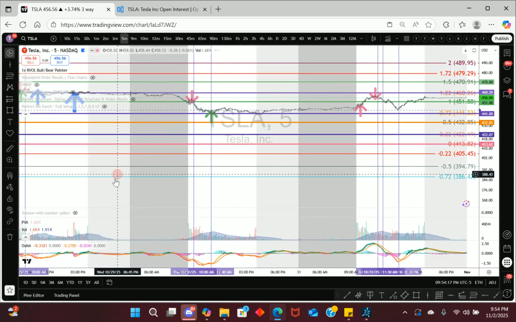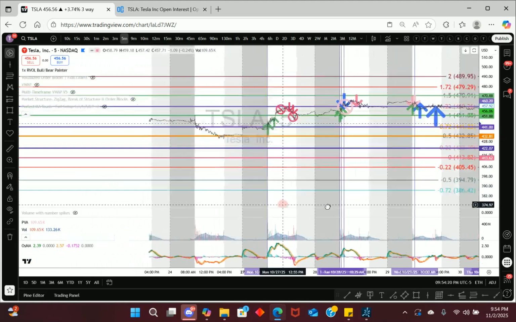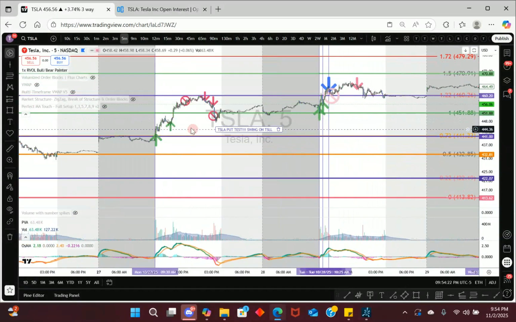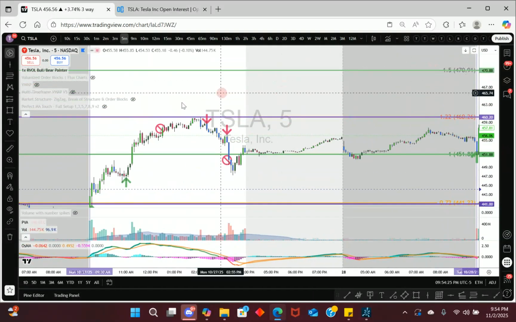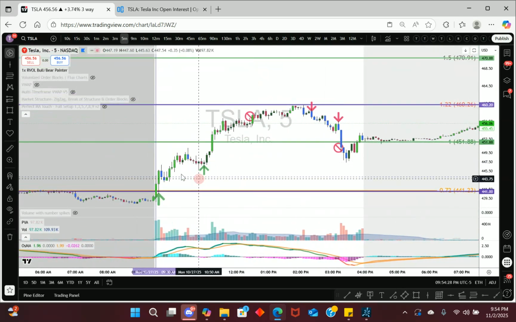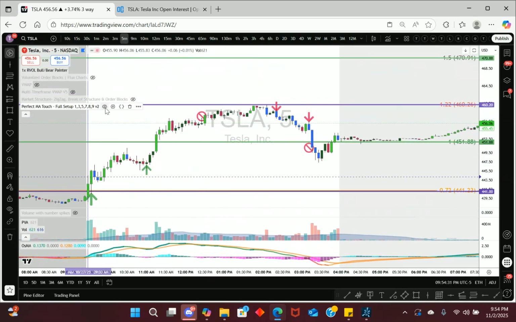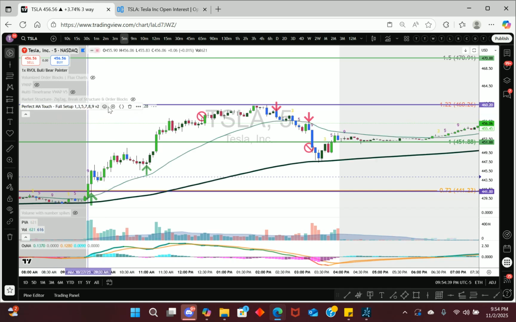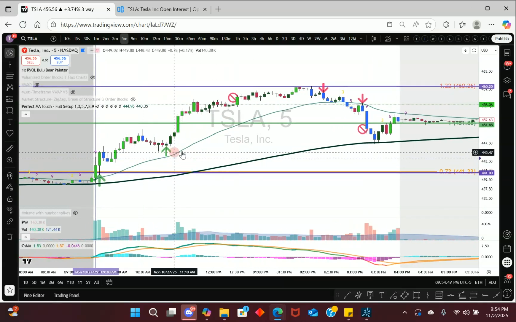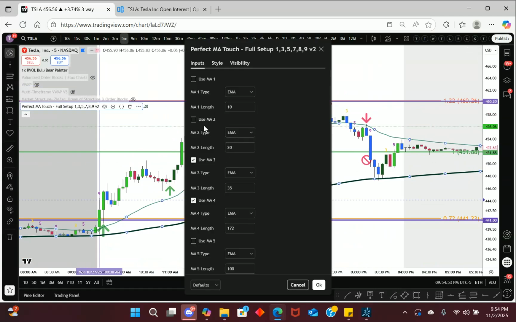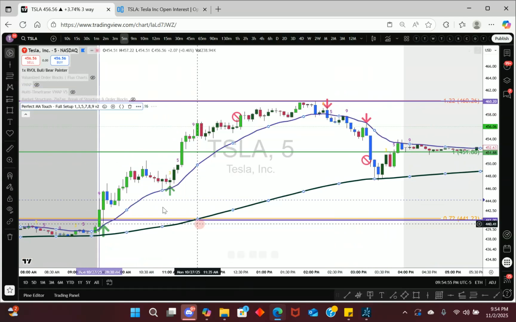So I'm going to go back to Monday right here. All right. And if you are ever nervous about getting in, I suggest you get a moving average indicator. I have another indicator that I really like, but you can use any moving average indicator you choose. This is a 35 and this is a 172, but you can do your own. You can do a 20 moving average. You can do a 200 moving average. If I change this to a 20 moving average, this is how that would look.